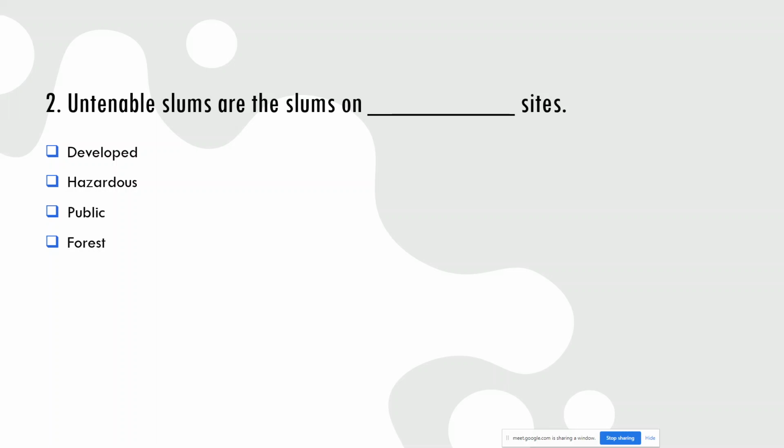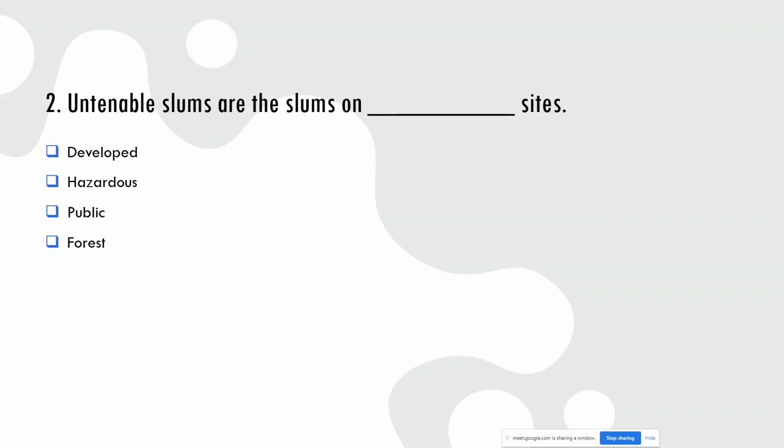So untenable slums are basically located on lands which have some kind of vulnerability to some of the hazardous activities. For example, there are four options given here. The first one is developed, hazardous, public and forest. If you look at the first option, the developed sites refer to highly developed sites. There is high build density and high population density already existing on that particular site.